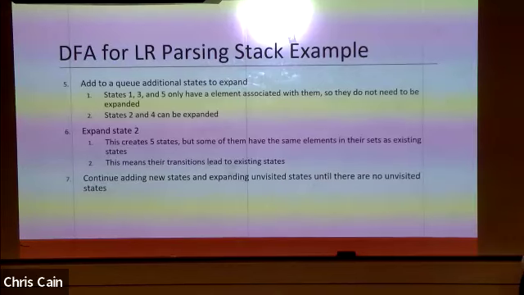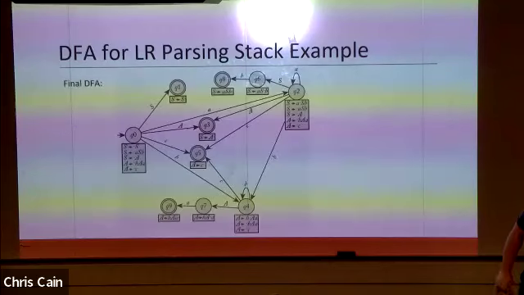As you do this, you eventually reach the point where there are no unvisited states, your queue is empty of places to expand, and you end up with a DFA that looks like this. Let's see if we can make this make sense. Where are all of these coming from? Take a few minutes, take a look at this, see if you have some questions.